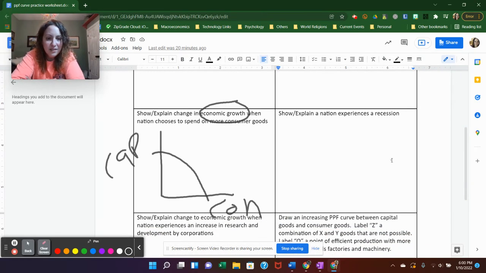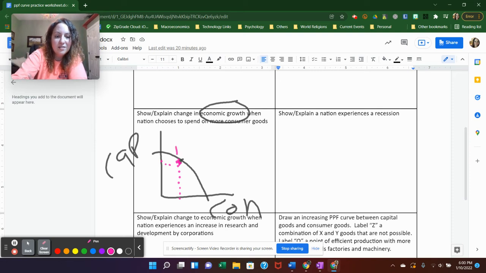All right, show and explain a change in economic growth, which is going to be a shift, if a nation chooses to spend more on consumer goods. So let's say that they are spending this. Oh, I didn't change colors. Let's do this. Just call me Khan Academy. All right. So let's say that a nation is at A, and they're producing that many capital goods and that many consumer goods. And now they want to produce more consumer goods because that is what the nation is spending money on. And so they're going to go from A, let's say, to B. They're producing more consumer goods and fewer capital goods.